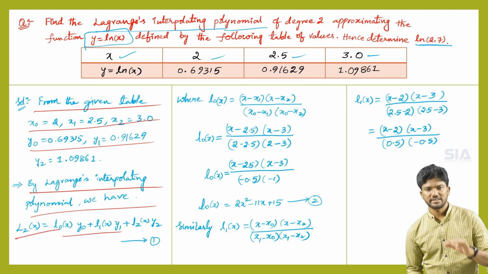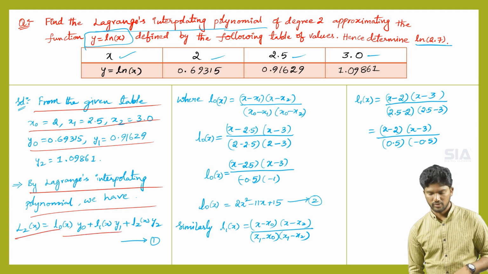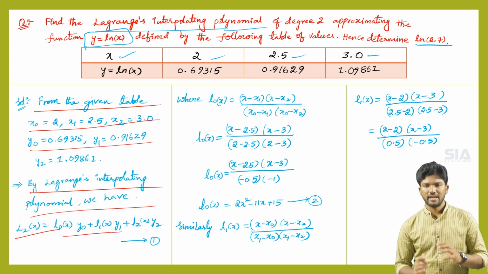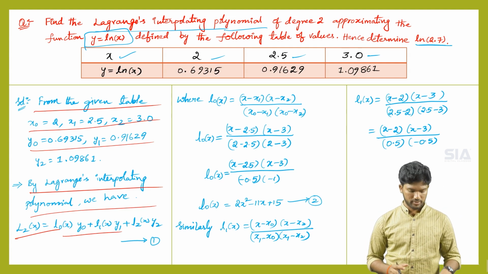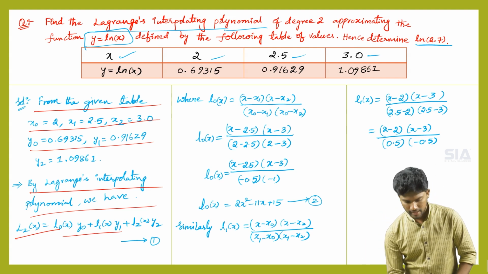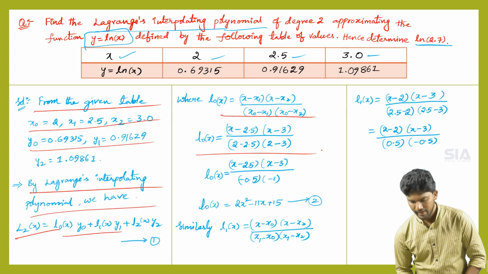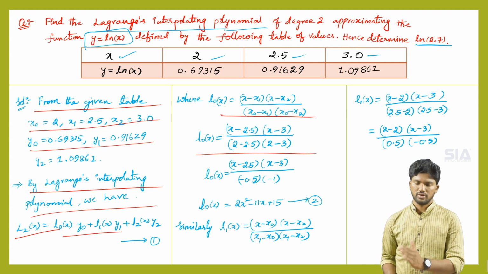Second Lagrange's interpolating formula, that is L2 of x is equal to L0 of x y0 plus L1 of x y1 plus L2 of x y2. That is taken as equation number 2, where you know very well L0 of x is equal to the formula.